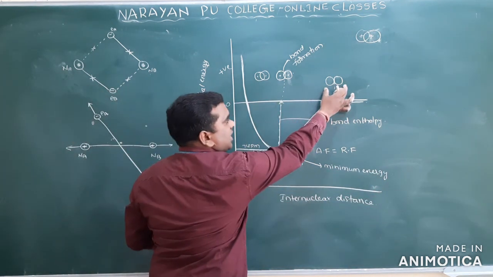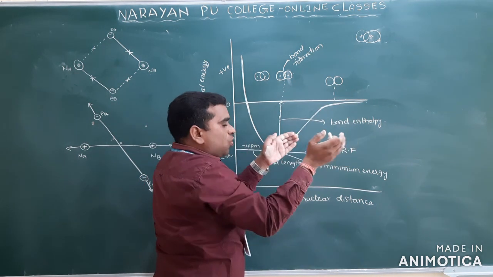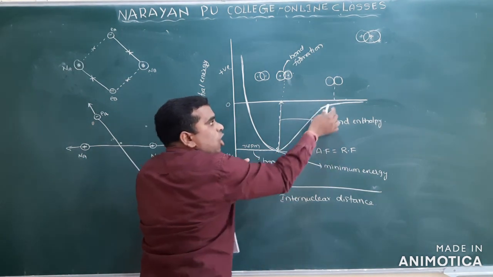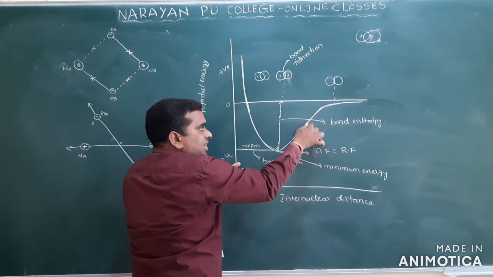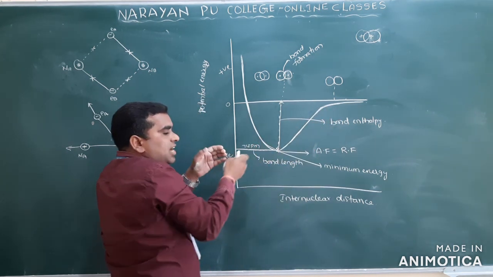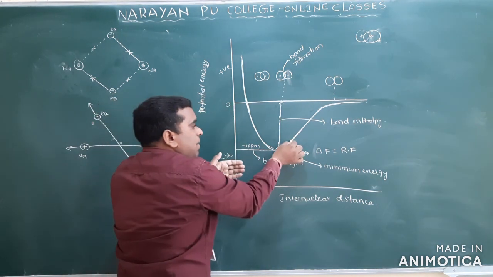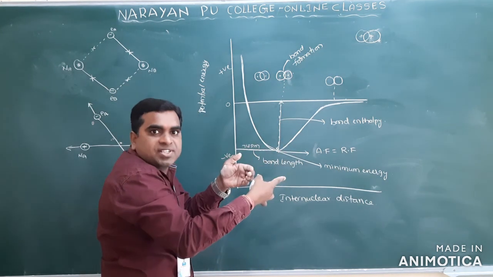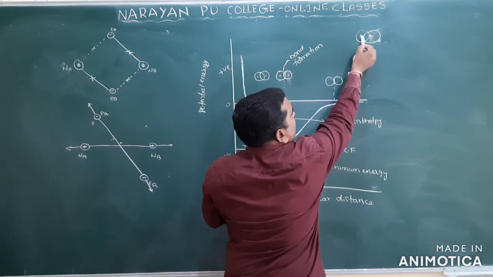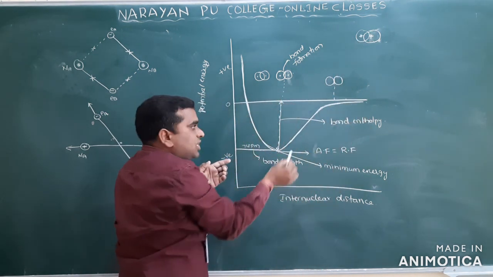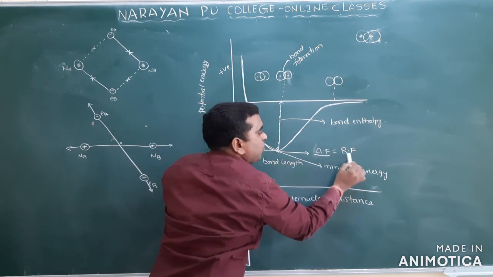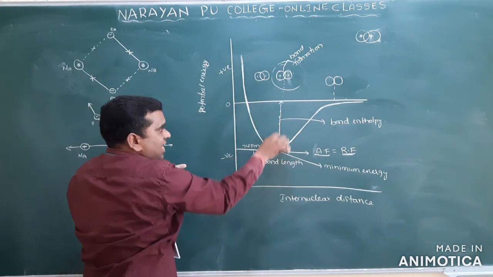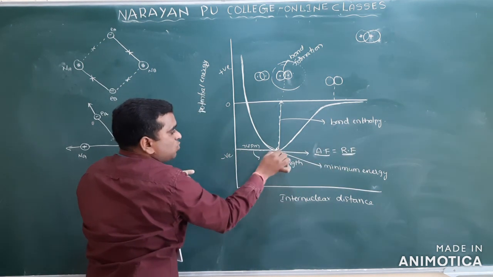Two atoms are away from each other, and when they come close, attractive forces operate and increase, and energy decreases and keeps decreasing as they come closer. At some point repulsive forces also start operating, because when they come very close, positive-positive repulsion also starts. At this point, attractive forces are equal to repulsive forces. At that stage, bond formation takes place. That energy will be called bond enthalpy, and that distance will be called bond length.